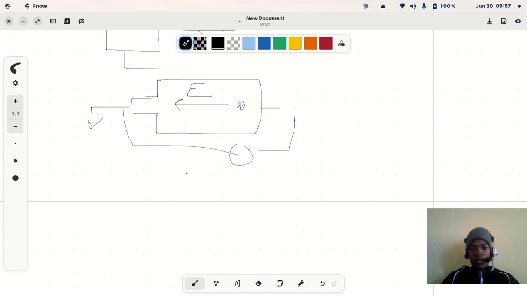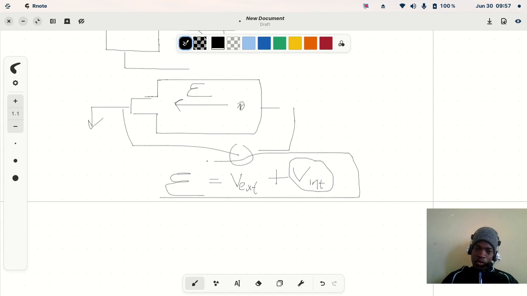And to really get the idea of EMF, we're taking the voltage of the external circuit and we're just adding the voltage of the internal circuit. And the voltage of the internal circuit is the one that has been lost. Okay, the one that we're not really counting, the one that has been stopped by those chemicals inside the battery. Okay, so that is essentially the idea behind that. So just keep this whole idea in mind.